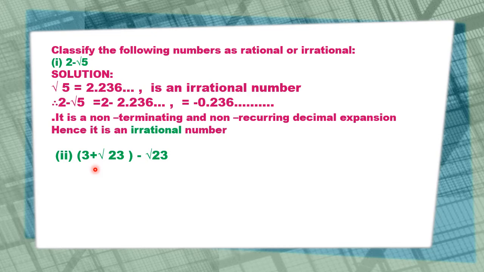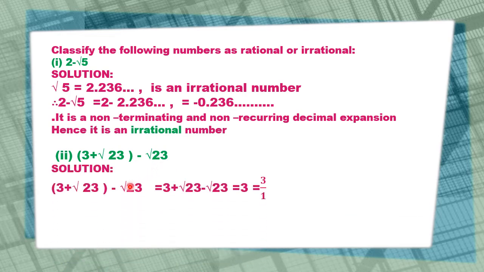In the next example, you are seeing that 3 plus root 23 minus root 23. Now, in the first step, we'll take this root 23 outside the bracket. So what will happen? Any guesses? Yes, both these root 23 will get eliminated. Here they are. Plus root 23 and minus root 23 is getting eliminated. So what is remaining? 3.